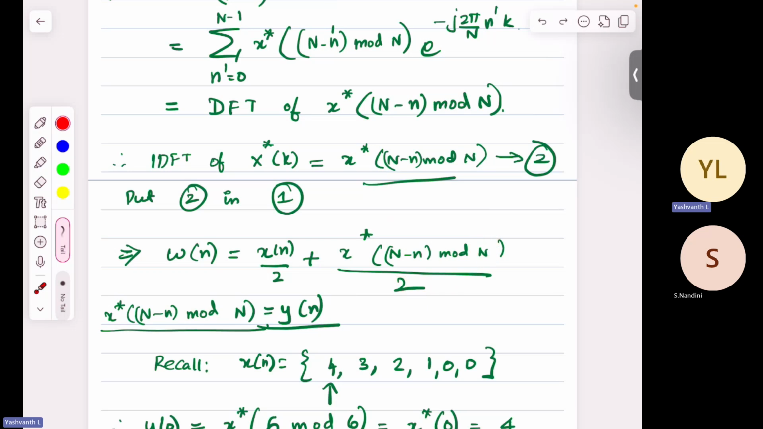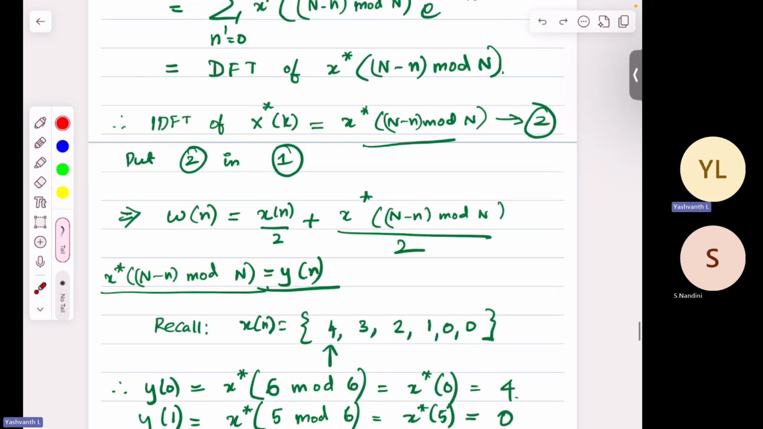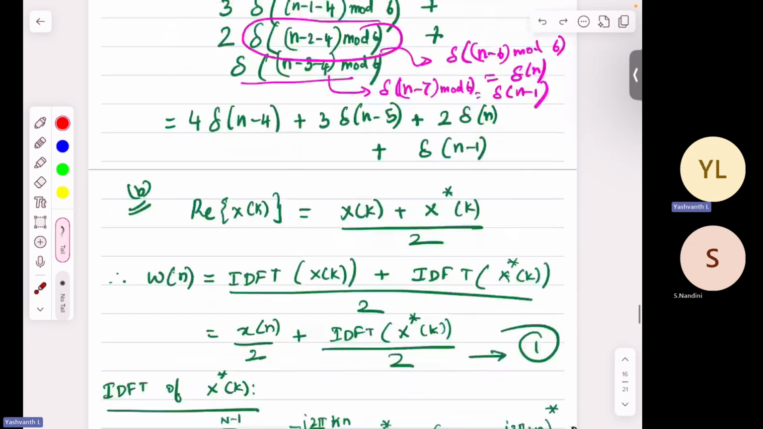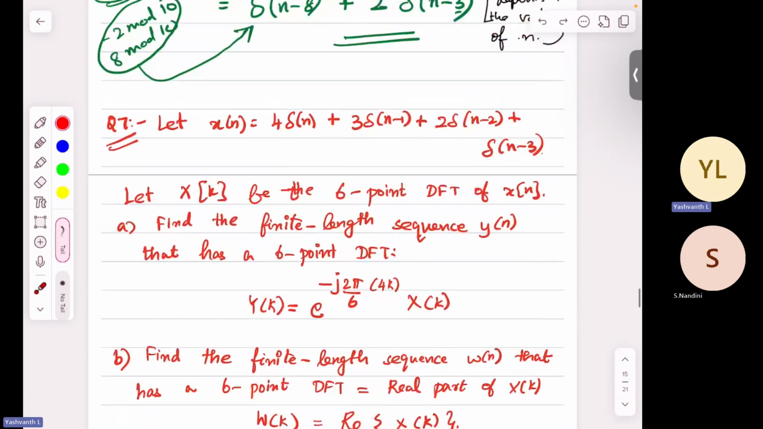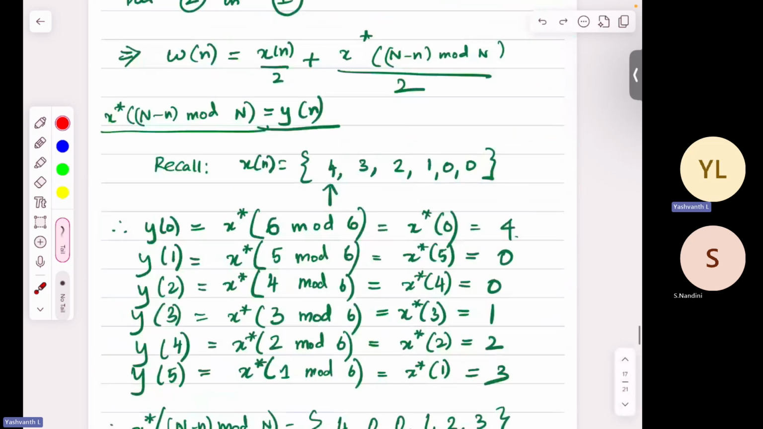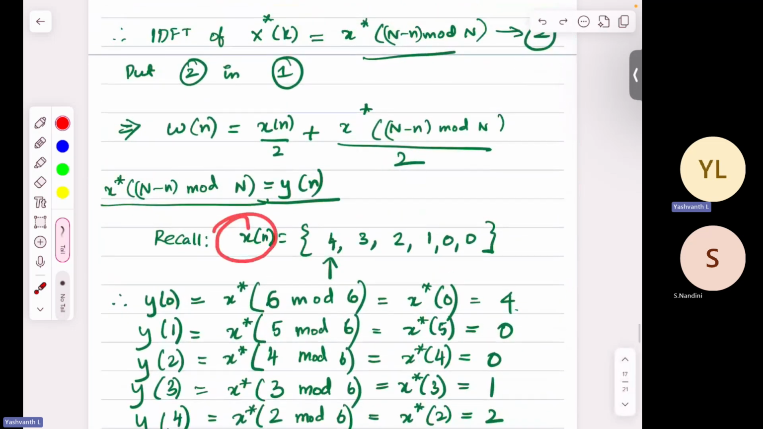Okay. Now what we have to evaluate is what is this number. Because x of n we know, but what is this number? Now, what is x of n? Go back to the question again. 4 into delta of n, that is at n is equal to 0, you have 4. At n equal to 1, you have 3. At n equal to 2, you have 2. At n equal to 3, you have 1. Right? That's how the impulse functions are. Right? Fine. That's what I'm going to compactly write. x of n is same as 4, 3, 2, 1 with an arrow mark at 4, indicating that x of 0 is equal to 4.